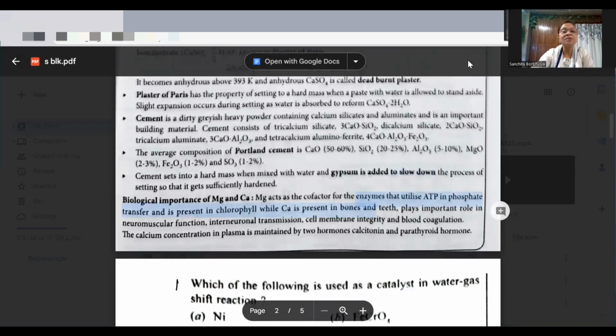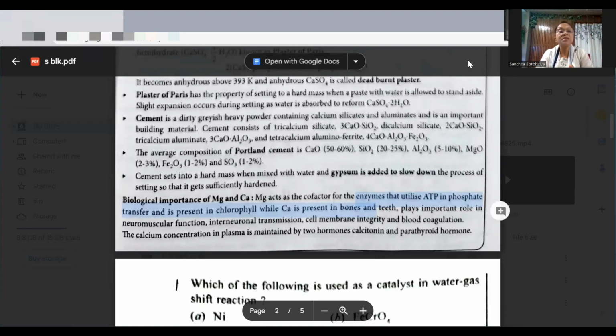Now you know that plaster of Paris has the property of setting into a hard mass when it is mixed with water and it is set aside. So that is how the casts are prepared. Okay, the casts are prepared. So slight expansion occurs during the setting as water is absorbed. So CaSO4.2H2O is formed. Now, going on to cement, which is also an important compound of group 2 elements.